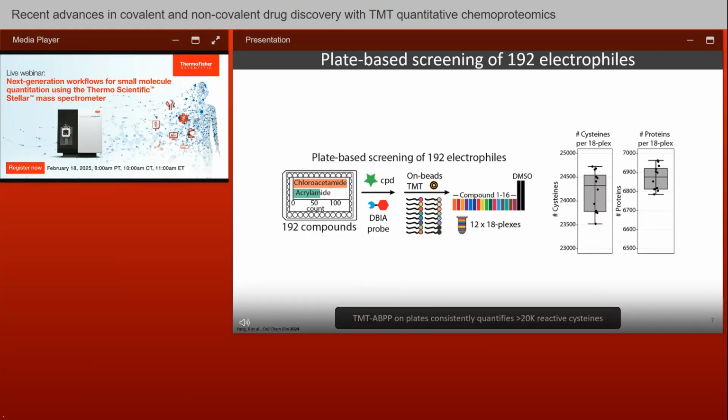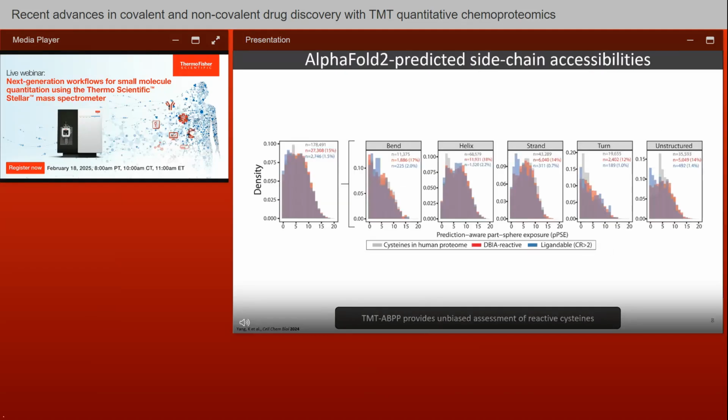As a test run, we screened about 192 compounds. These are mostly chloroacetamides, and a third of them are acrylamides. They are just common warheads people use in covalent drug screening. And we're reproducibly measuring about 24,000 human cysteines across all the 18 plexes we had, and these are from about 7,000 human proteins in the human proteome.